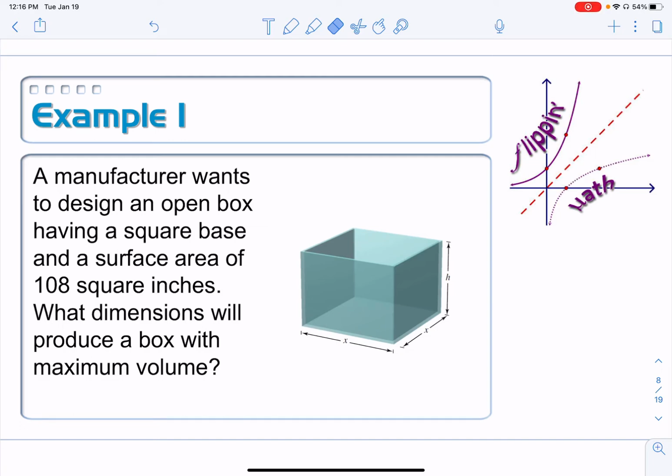What I would like to do for the remainder of this lesson is a whole bunch of optimization problems. And by a whole bunch, I mean, I don't know, 4 or 5 of these things. So let's take a look at example 1.